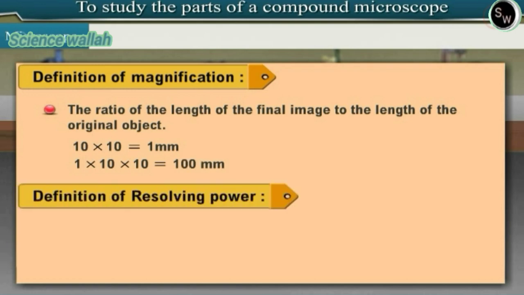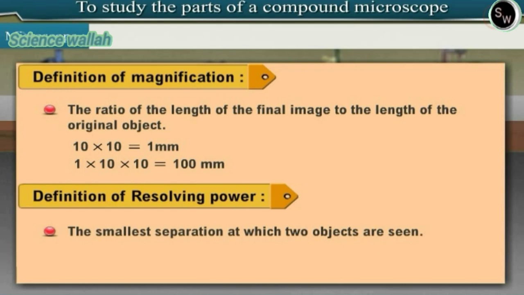Resolving power of microscope. The fineness of details of the image seen with a microscope is called its resolving power. The resolving power may be defined as the smallest separation at which two objects are seen. If the resolution of the microscope is good, then only we can observe the microscopic details of our biological slides.